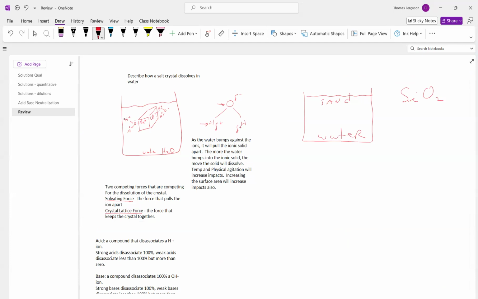We can crank up the temperature. We can take the sand and crumble it real finely. None of that works because of the horrendous crystal lattice force.